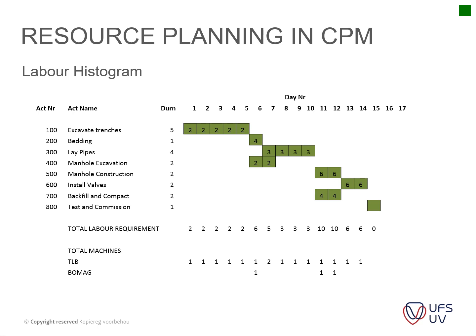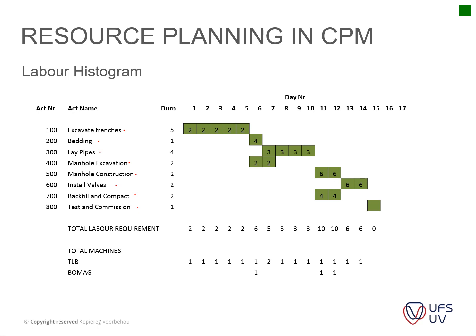So this one you'll probably recognize. This is from PKM from third year. I don't know if it looks familiar. It's a very simple histogram. It's a simple project where you have excavations, bedding, lay pipes, manual excavations, manual construction, install valves, backfill, test and commissioning. So it's a very simple little project.